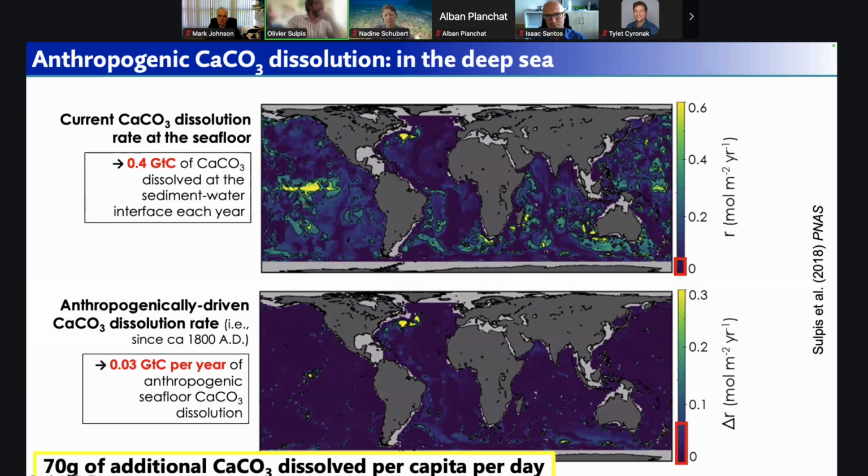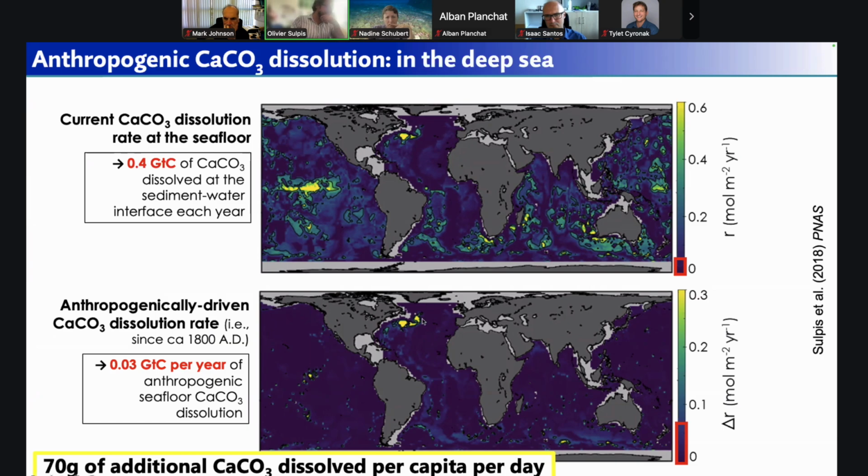Here you see two maps. The top one shows you the dissolution rates of calcium carbonates at the seafloor today. In this paper, we used some model outputs to isolate the anthropogenic component, and that's what you see on the bottom map. It shows the difference between the dissolution rates of calcium carbonates today and 200 years ago, when there wasn't much anthropogenic CO2 in the ocean.